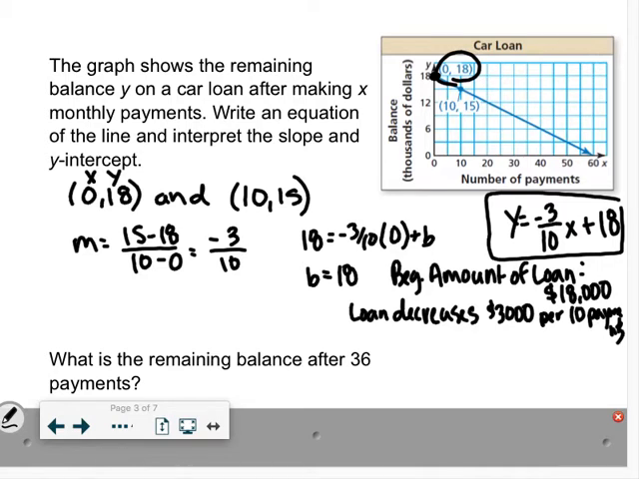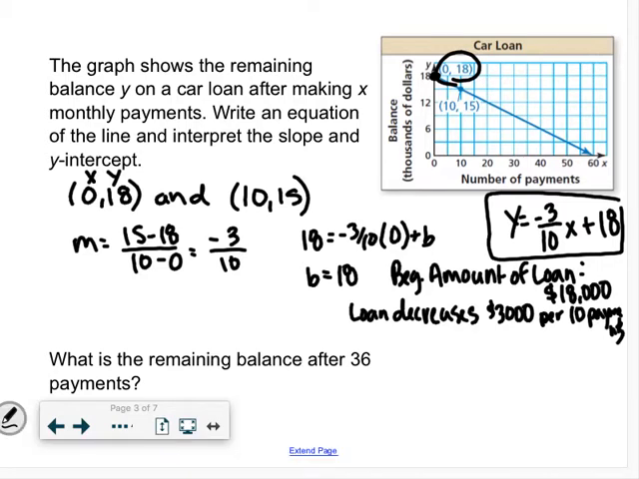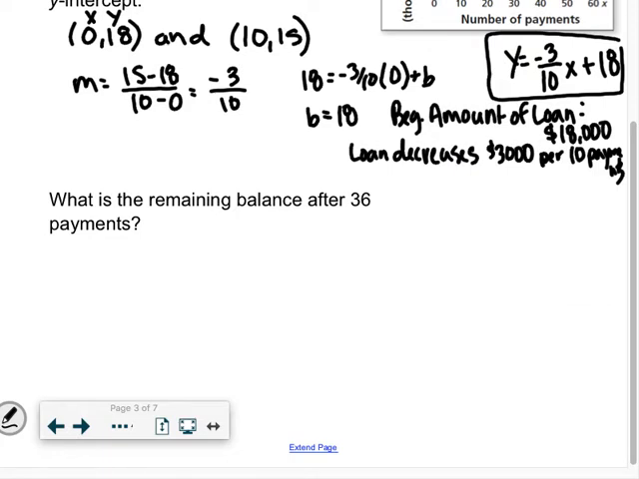Okay. Last question here on this one. What's the remaining balance after 36 payments? How would you figure that out? Plug 36 in for X. So be thoughtful. Would you plug 36 in for X or 36 in for Y? It depends on that graph. So when you're looking, the payments were horizontal, and that would be X. So we could say Y equals -3/10 times 36 plus 18.